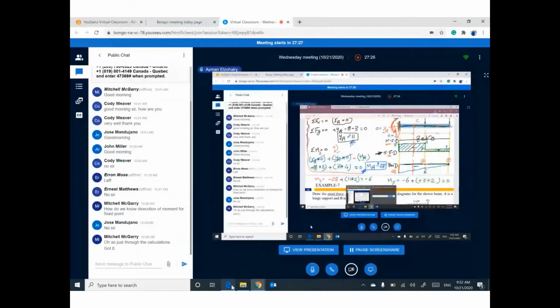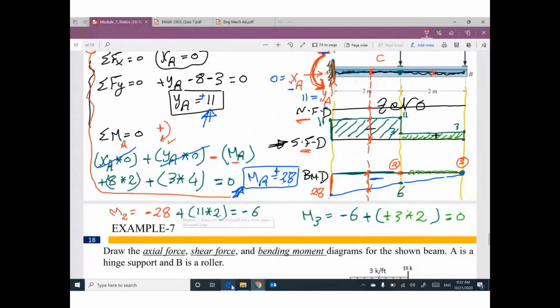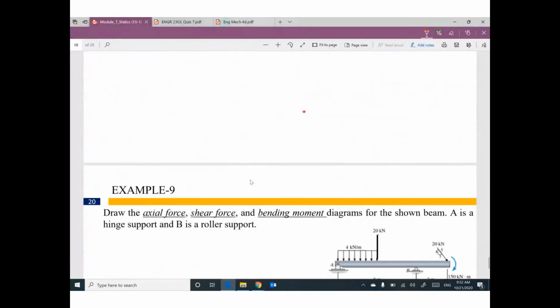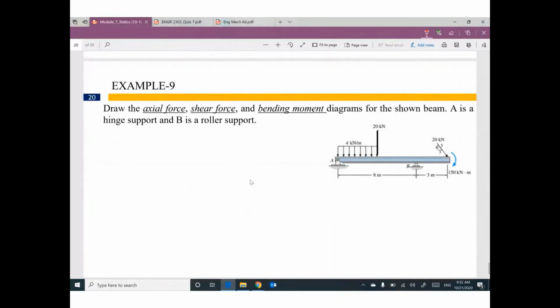Okay? One more example. Let's do this example, the last one, example number 9. We have a beam, and we have a trick here, so please pay attention. We are looking to draw the axial force, shear force, and bending moment diagrams. Actually, I don't care about these diagrams until I figure out the reactions. Okay, go ahead and start with the reactions.